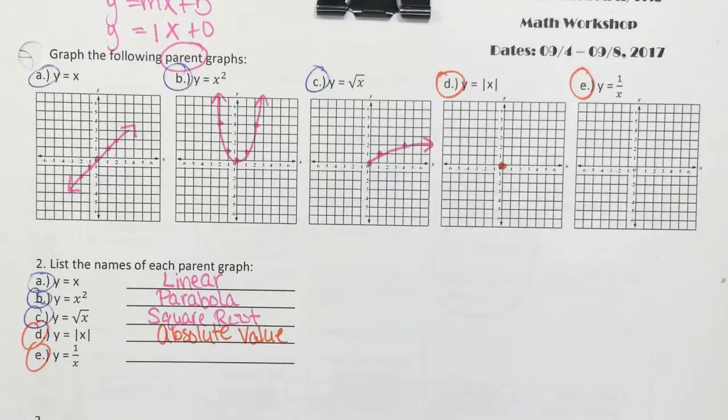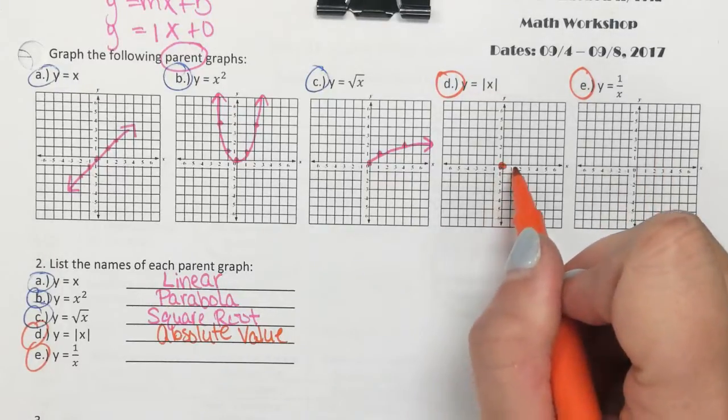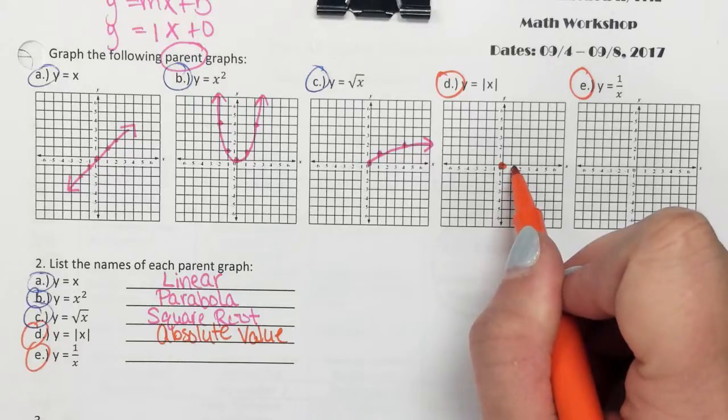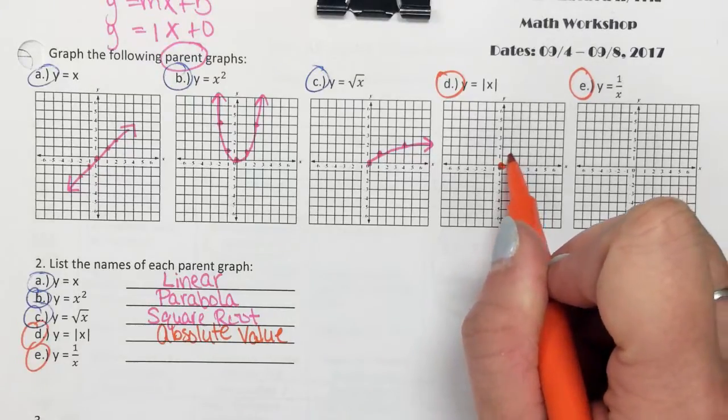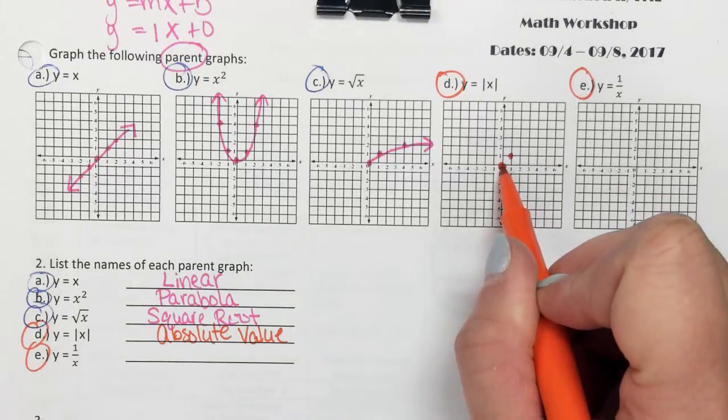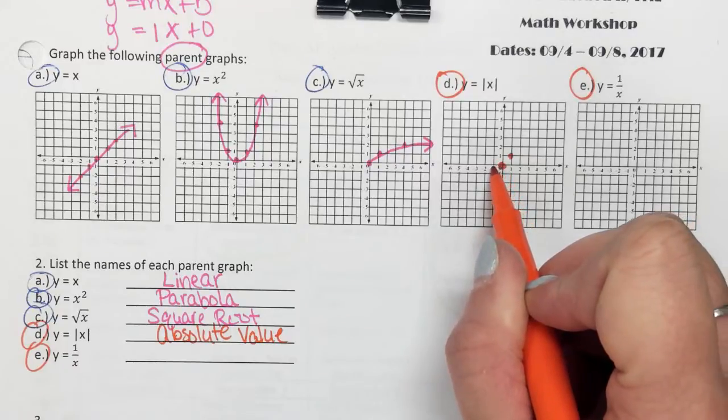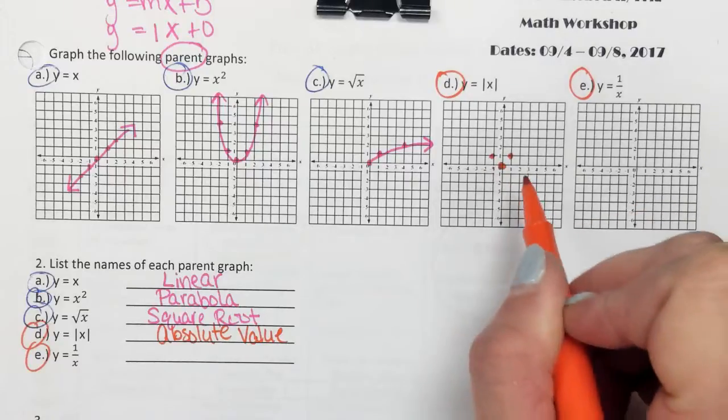All right, what number comes after 0? 1. So we're going to go right 1. And what's the absolute value of 1? 1. So I'm going to go up 1. All right. What about -1? What's the absolute value of -1? 1. So I'm going to go up 1.